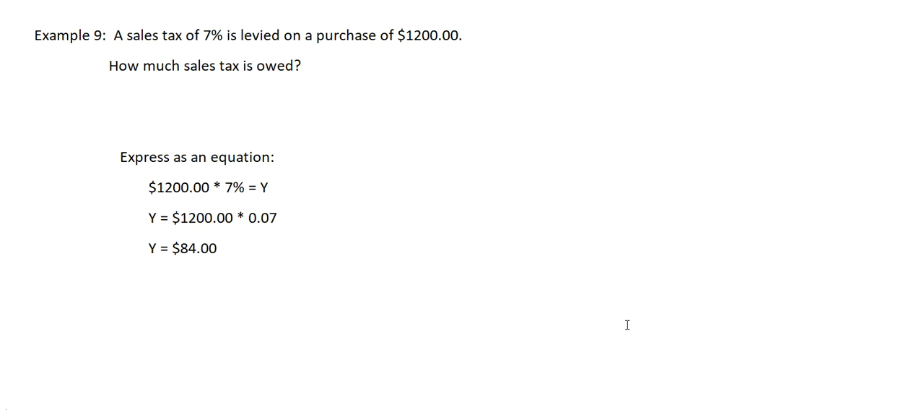A sales tax of 7% is levied on a purchase of $1,200. How much sales tax is owed? Okay, well, let's express it as an equation. 1,200 times 7% gives us whatever the sales tax owed was. Actually, there's nothing to solve for here. So it's 1,200 times the decimal version of 7%, which is 0.07, and the tax owed is $84.